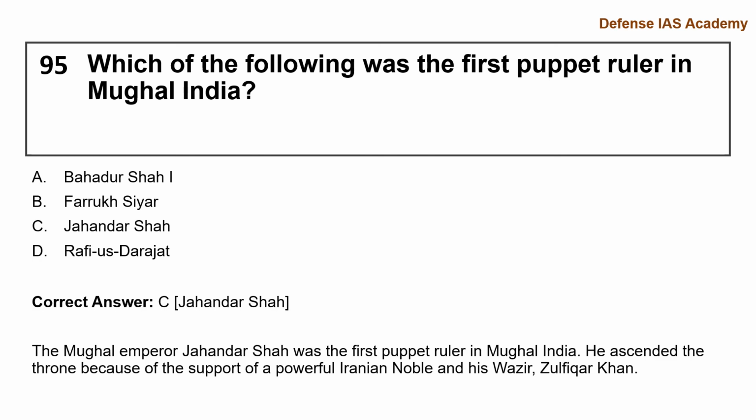Question 95. Which of the following was the first puppet ruler in Mughal India? The correct answer is option C, Jahandar Shah. The Mughal emperor Jahandar Shah was the first puppet ruler in Mughal India. He ascended the throne because of the support of a powerful Iranian noble and his wazir, Zulfikar Khan.